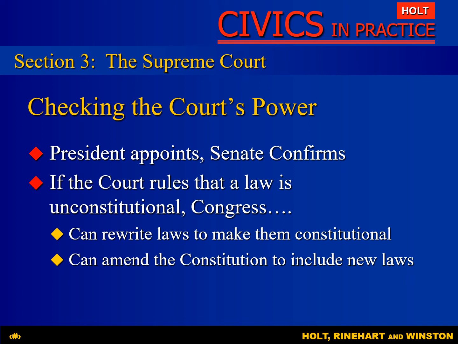If the court rules that a law is unconstitutional, Congress has two options. They can rewrite the law to make it constitutional, or they can amend the Constitution to include the new laws.